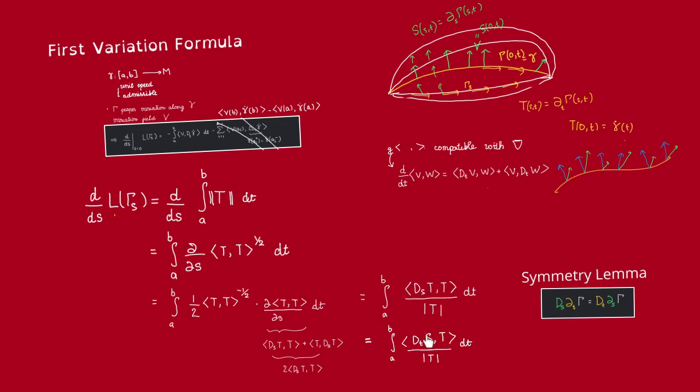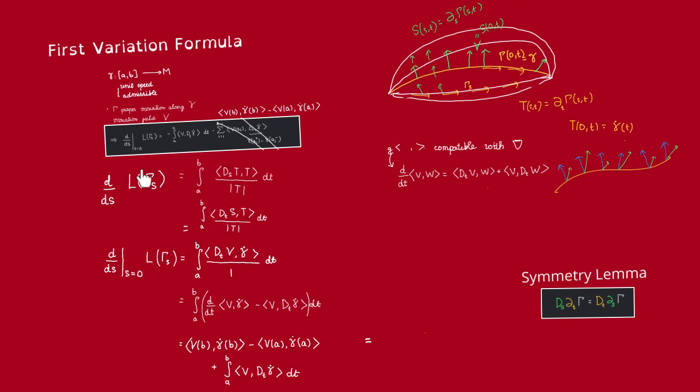So this is going to be equal to this from the symmetry lemma, and this comes from the symmetry of the Riemannian connection. Remember, we require the Riemannian connection to satisfy two things. First, it must be compatible with the Riemannian metric, but secondly, it must be symmetric, i.e. its torsion tensor must be 0. So that symmetry leads to this symmetry lemma, which allows us to rewrite this D_s T as D_t S. What this lemma is saying is that the change of this velocity vector field T in the s direction is the same as the change of this vector field S in the t direction.